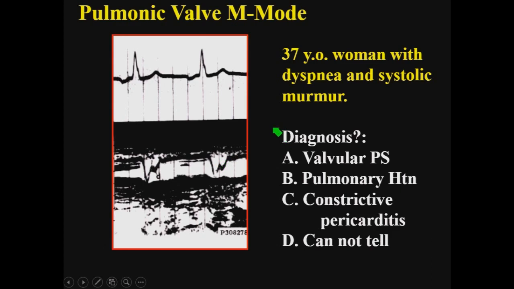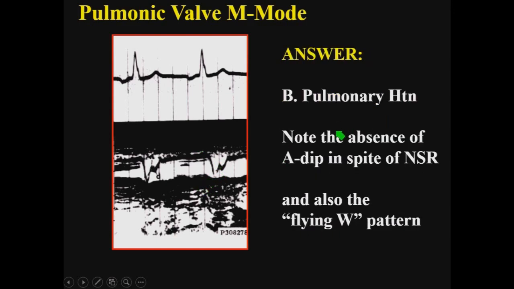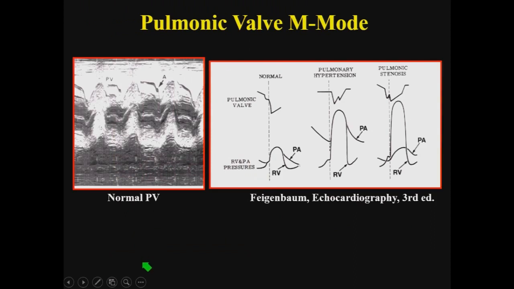So this is something that is very important, because we usually look at the tricuspid regurgitation and we measure the velocity of tricuspid regurgitation to try to reach right ventricular systolic pressure. But sometimes we have no tricuspid regurgitation. Look at the M mode. Sometimes the M mode will tell you what is the diagnosis. So indeed, the patient has pulmonary hypertension, absence of A-dip in spite of normal sinus rhythm, and the flying W pattern. And this is really the opposite.